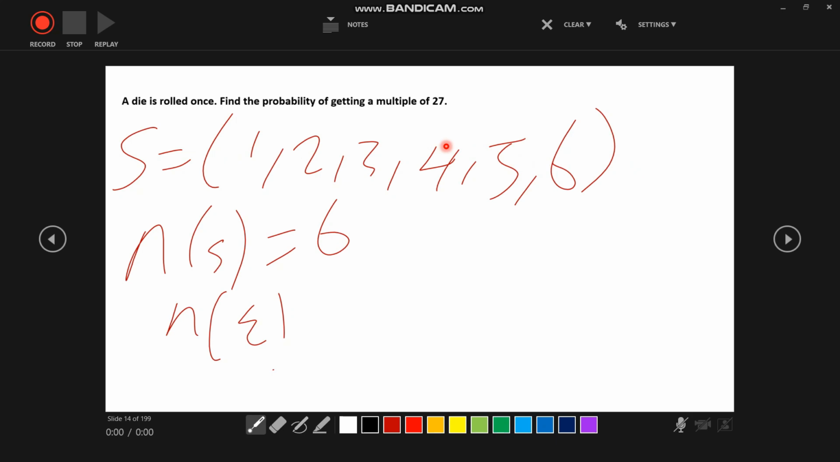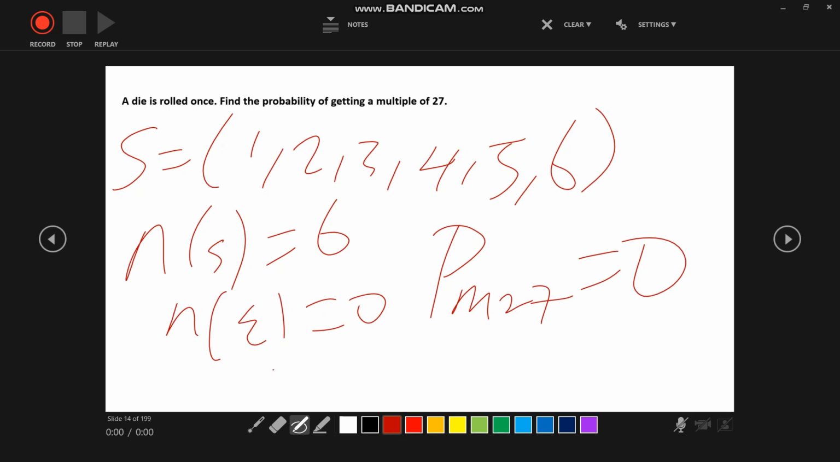What a multiple of 27 means is any number that, if 27 divides it, there won't be any remainder. Did we have any number here that 27 can divide without any remainder? No. All numbers in this sample space, if 27 divides them, we have a remainder. So the number of favorable outcomes is 0. Therefore the probability of having a multiple of 27 will be 0 as well.